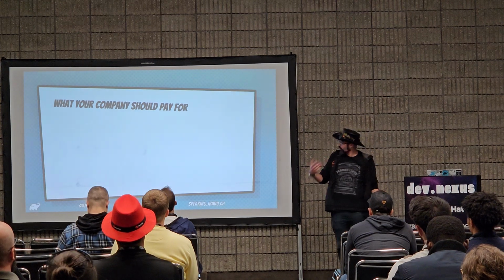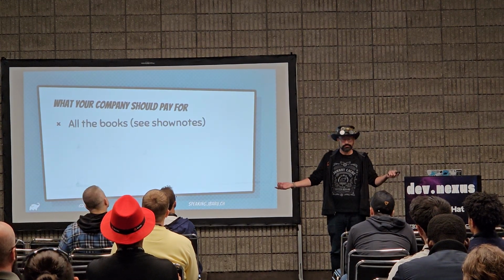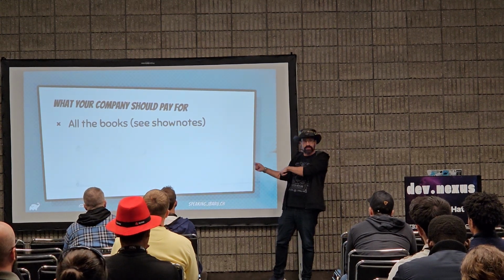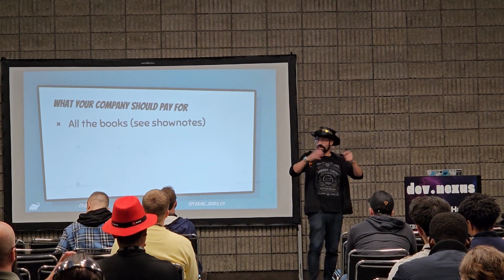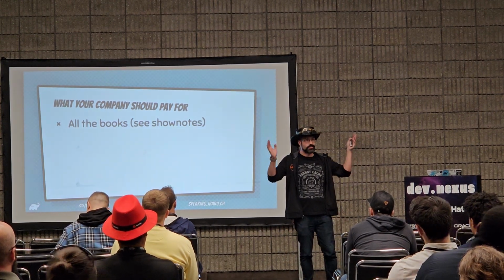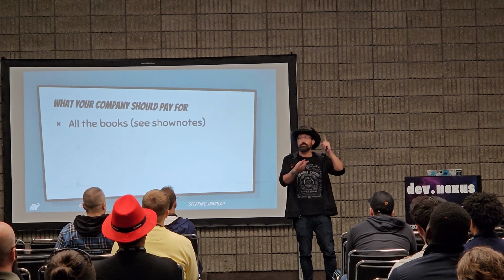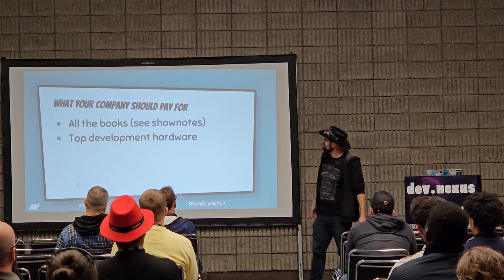Now, what should your company pay for? First of all, the books. You go to speaking.jbaruch, you go to the page dedicated to this talk. It will have links to all the books. My books, I get royalties. The rest of the books, I don't. Buy Thinking, Fast and Slow, buy Attention Span, great books.